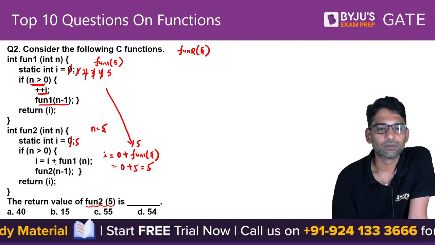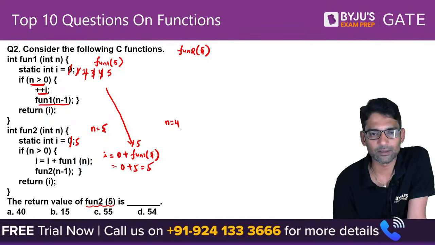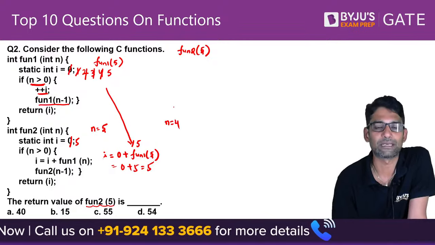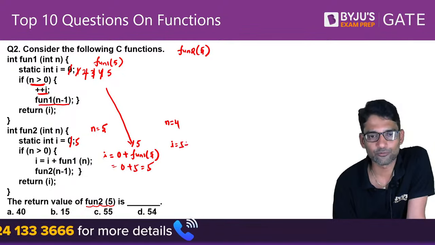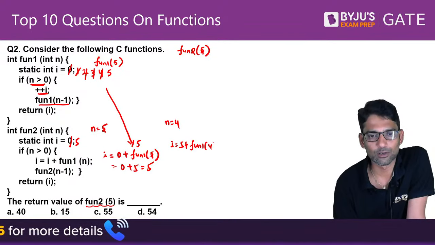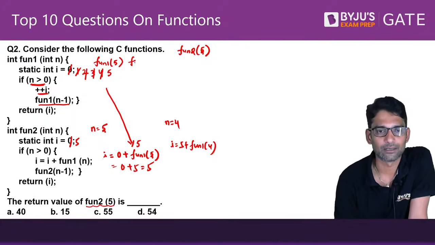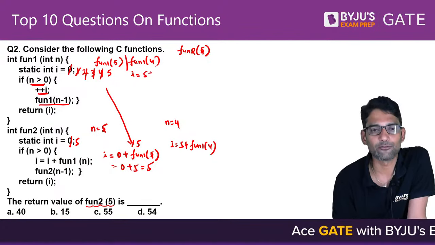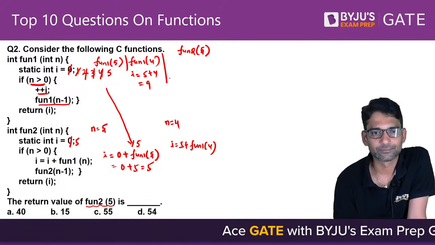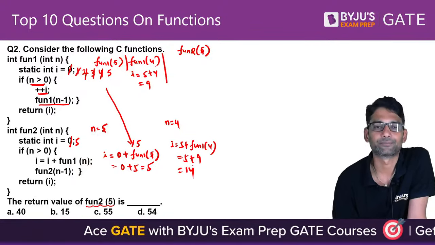Now this function is repeatedly called with n minus 1. So Fun2 of n minus 1. Now this will be I is equal to 5 plus Fun1 of 4. What Fun1 is doing? N times I is getting incremented. So Fun1 of 4 will make I to 5 plus 4, 9. So this would be 5 plus 9, 14.